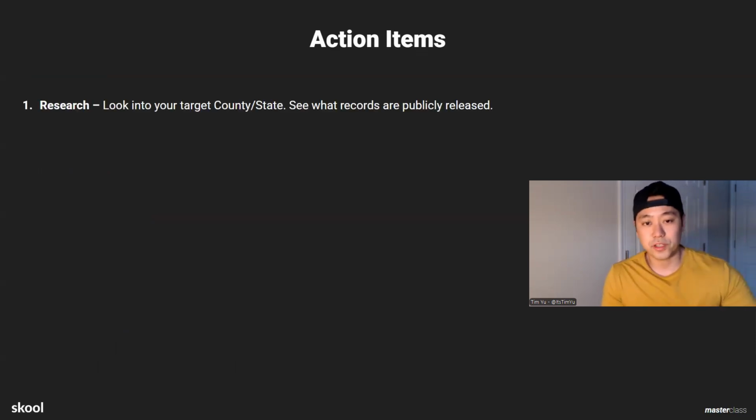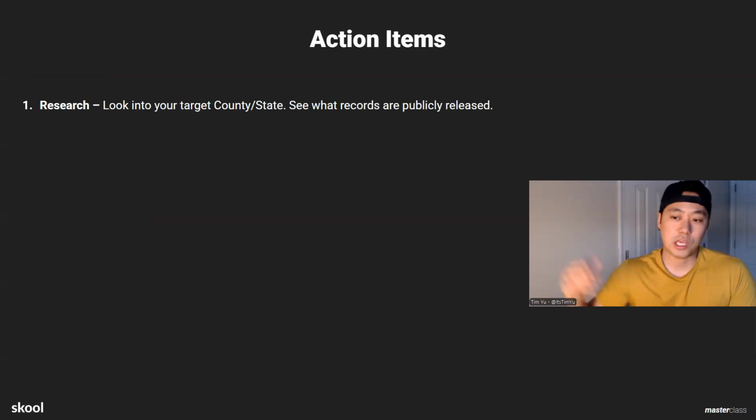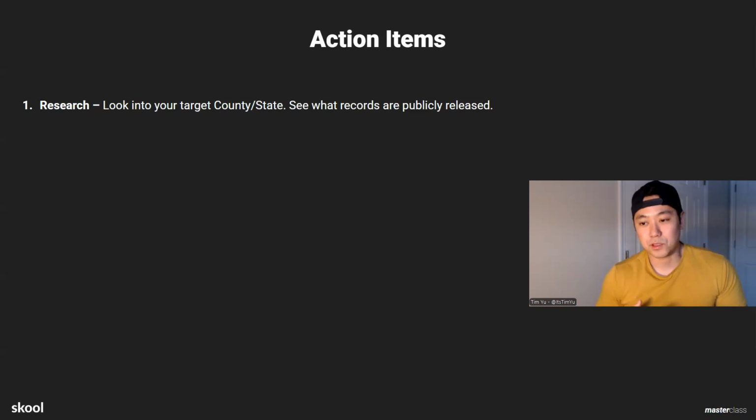Look into your target county and state. See what records are publicly released, right? Because every state and every county is going to be different. Houston is my market. They have pretty much every single courthouse record that's absolutely public, so we get access to a lot of things. My old market in Louisville only did foreclosure and lis pendens, so it was really small and not a lot of data was easily accessible.